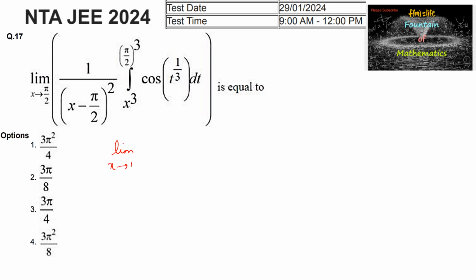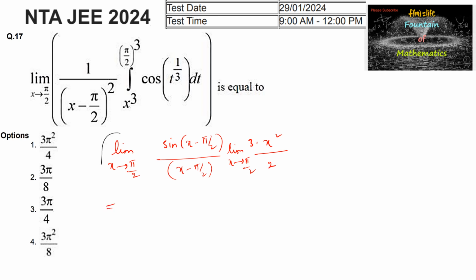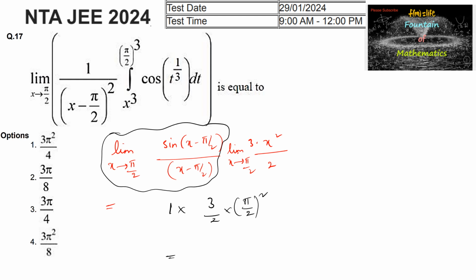So we can write limit x tends to pi by 2 of sine of (x minus pi by 2) divided by (x minus pi by 2) into 3x square divided by 2. Here we can say the answer is 1 into 3 by 2 times of (pi by 2) whole square, that is 3 by 2 into pi square divided by 4, that is 3 pi square divided by 8. So 3 pi square upon 8, which is option D.